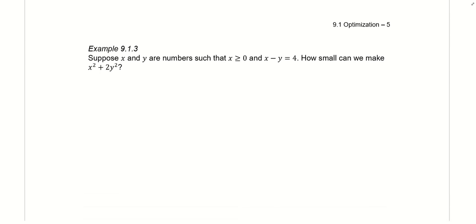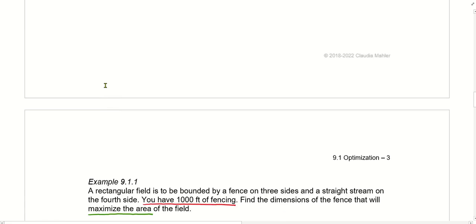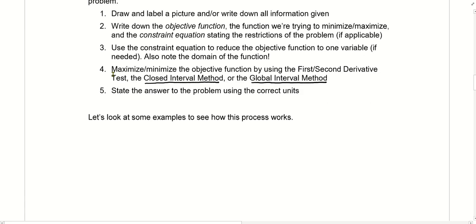or drawable problem. So here we have two numbers, x and y, such that x is greater than or equal to 0 and x minus y equals 4. And we want to figure out how small we can make this quantity, x squared plus 2y squared. So there's not really any picture here that I can draw, not really a step 1 that I can do. So I'm just going to go ahead and jump right into step 2.